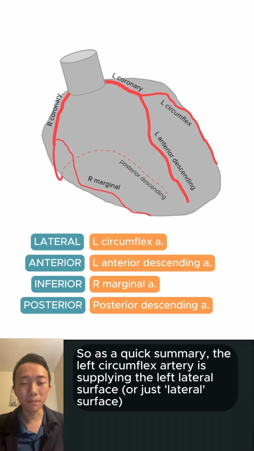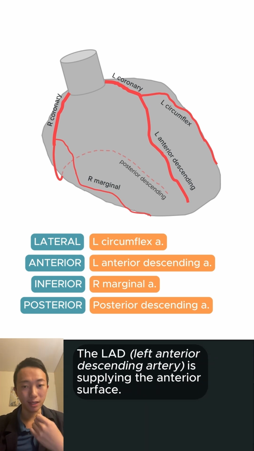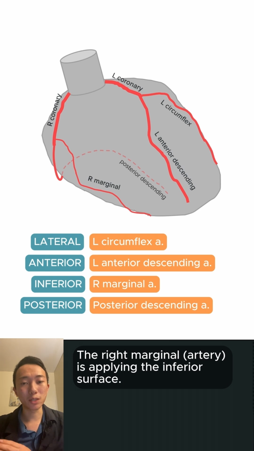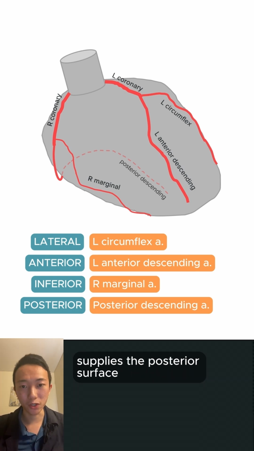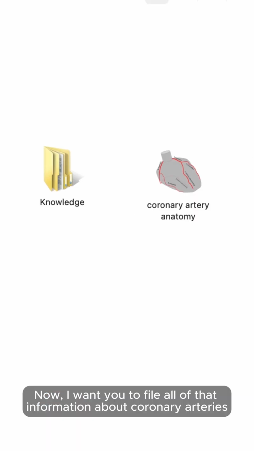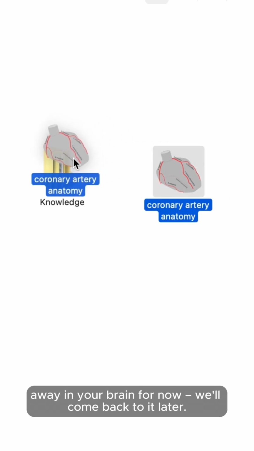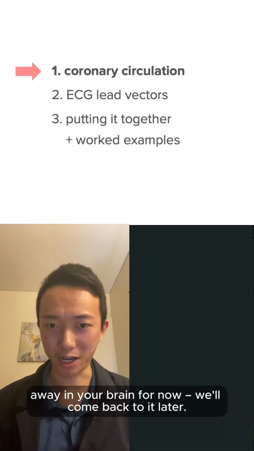So as a quick summary, the circumflex artery is supplying the left lateral surface, or just lateral surface of the heart. The LAD is supplying the anterior surface, the right marginal is supplying the inferior surface, and the posterior descending, which arises from the right coronary in most people, supplies the posterior surface. Now I want you to file all of that information about coronary arteries away in your brain for now. We'll come back to it later.